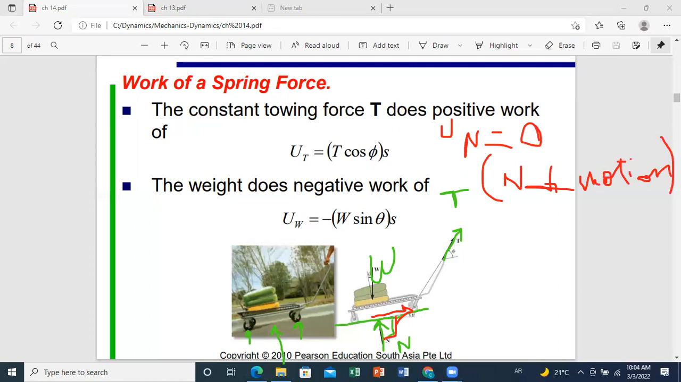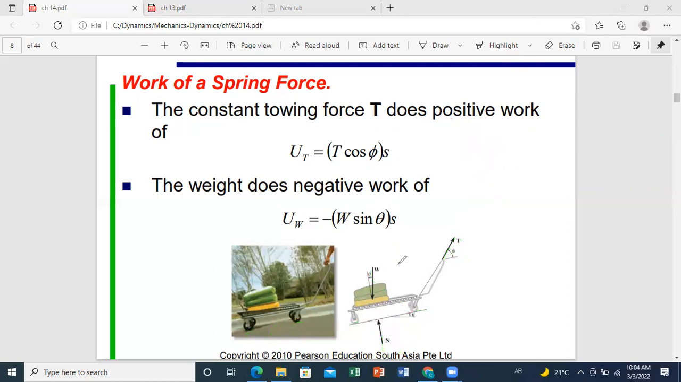Okay, now what are the other forces acting on the system? We have the weight, we have the tension. Now, for the weight, you have two options here to get the work of weight. You can use the formula we developed together, or you can use the conventional way. And you can say, let me do both.